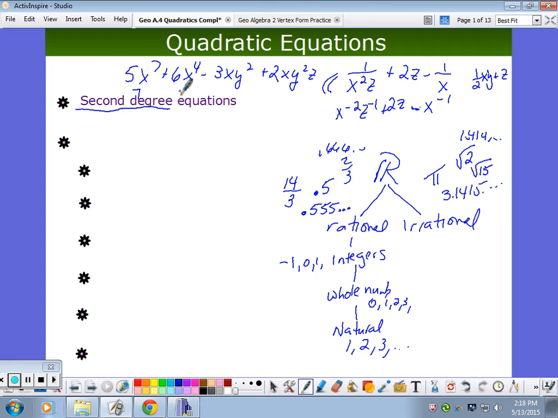What's the degree of this monomial? 4. Careful now. Well, how many variables are being multiplied? 3. How many variables are being multiplied? 1, 2, 3, 4. Oh, 4 of them. So you find the degree of each monomial. To find the degree of the whole polynomial, the biggest one wins. This is a 7th degree polynomial. Don't add these, right? 7th degree polynomial.